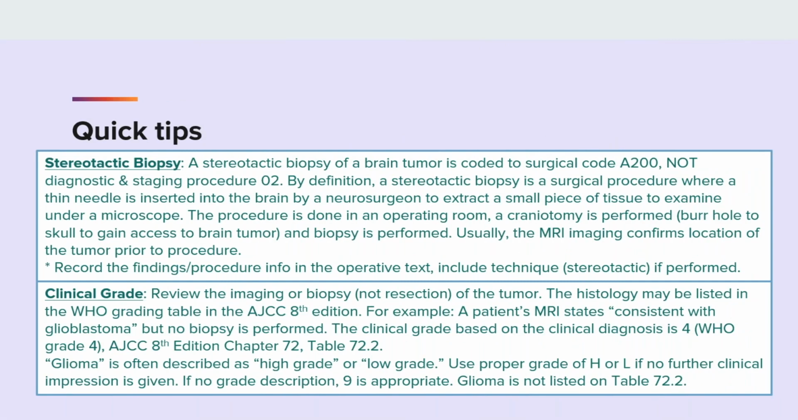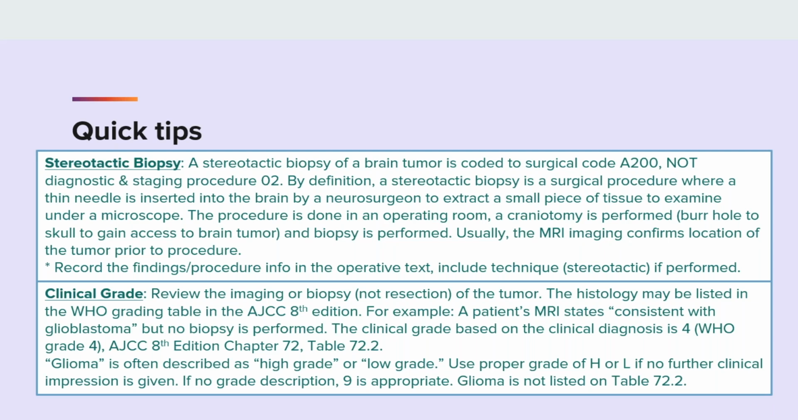So here are some quick tips. The stereotactic biopsy of a brain tumor is coded to surgical code A200 or 2023, not diagnostic and staging procedure code 02. So by definition, a stereotactic biopsy is a surgical procedure where a thin needle is inserted into the brain by a neurosurgeon to extract a small piece of tissue to examine under a microscope. The procedure is done in an operating room.